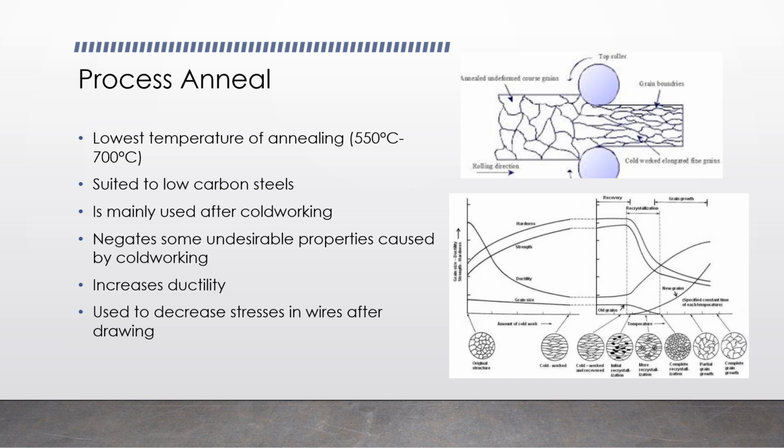The first type of annealing I want to talk about is process annealing. Process annealing happens at the lowest temperature of annealing, around 550 degrees Celsius to 700 degrees Celsius, and is best suited for low carbon steels, also known as hypoeutectoid steels. This type of anneal is mainly used after cold working to negate some undesirable properties caused by cold working. This is mainly done by increasing the ductility of a sample.